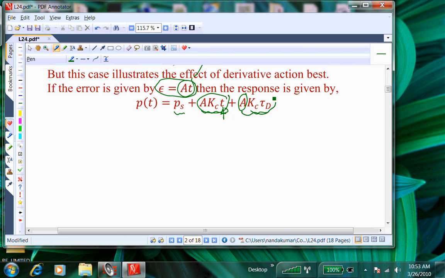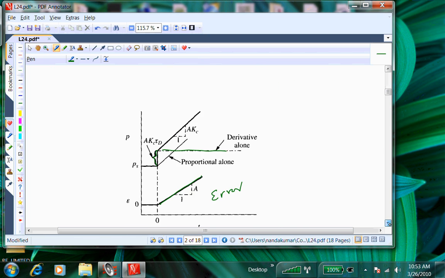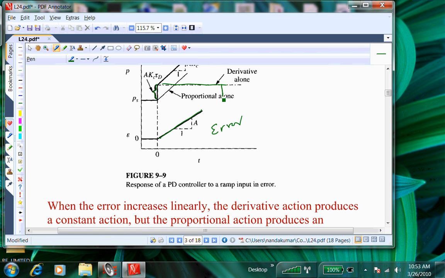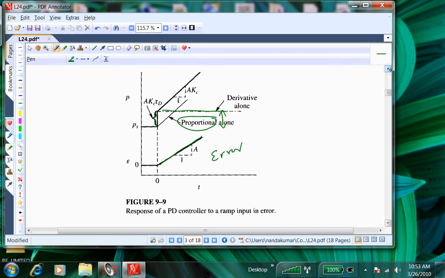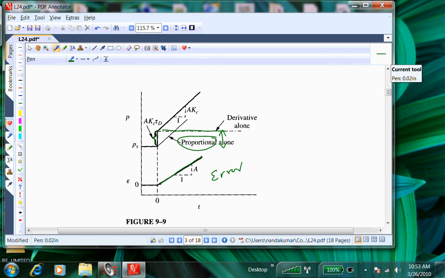It is the derivative one, because all these are constants. It gives you a step change in the response of the controller. So this part is entirely due to the proportional action alone. And the derivative action is, I did it again. So this constant part is coming from the derivative alone, and the proportional part is this part, because it is increasing with time. The error is increasing with time, so the response is increasing with time, and this is the combined one. Combined proportional and derivative action.